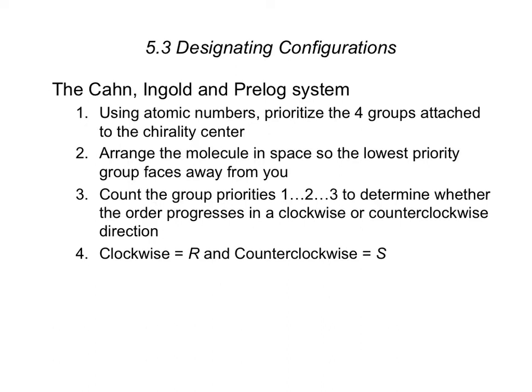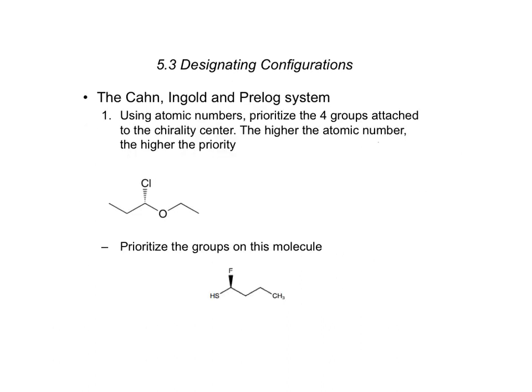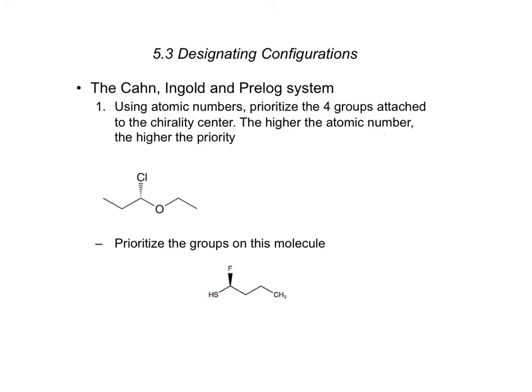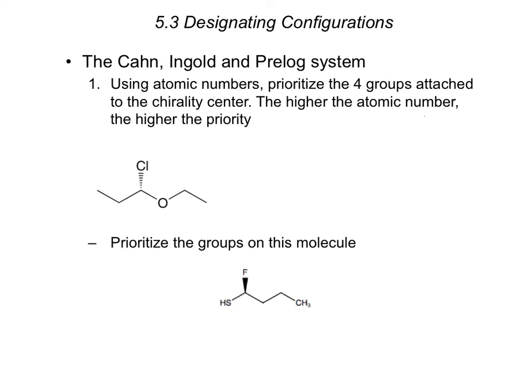Okay, so let's try one to actually see how we're going to do this, okay? So I have a molecule here, and my first step in denoting the absolute configuration is identifying the chirality center that we're actually trying to denote configuration for, okay? So I'm looking at this guy. Where is my chirality center? Where is my carbon, sp3 hybridized, that has 4 distinct groups on it?